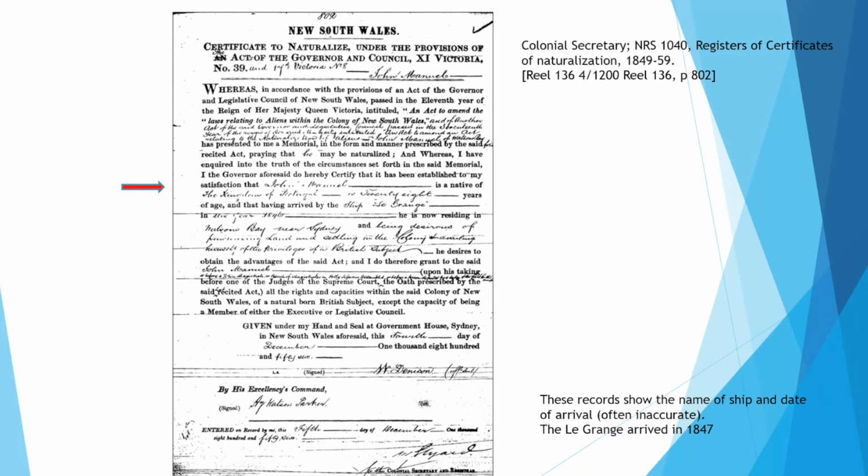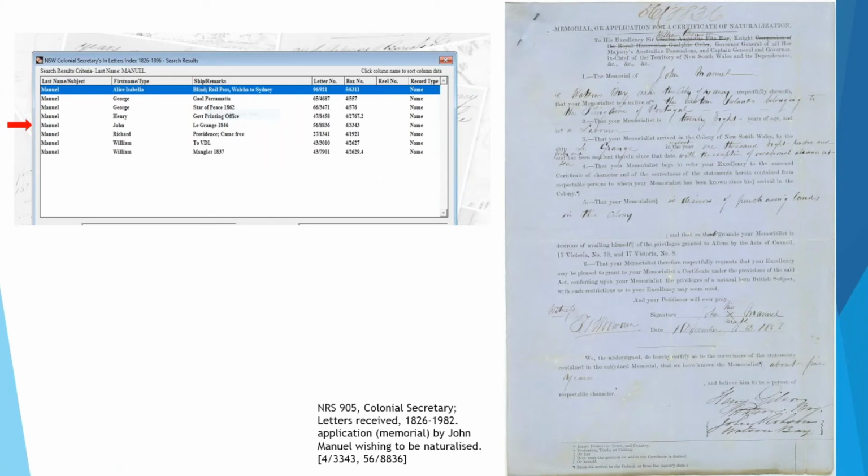So John is now residing in Watson's Bay, and he is desirous of purchasing land and settling in the colony and availing himself of all the privileges of a British subject. His application, we would find it in the Joan Rees Index, the Colonial Secretary papers, so we can see it there. We know that's the ship, and we know 1856, that's when he got his naturalisation certificate, so it's likely this might be his application. Now, this contains a lot of the same information, although there's a little bit of difference. He's a bit more specific about his native place. On this, he states he's a native of the Western Islands belonging to the Kingdom of Portugal.